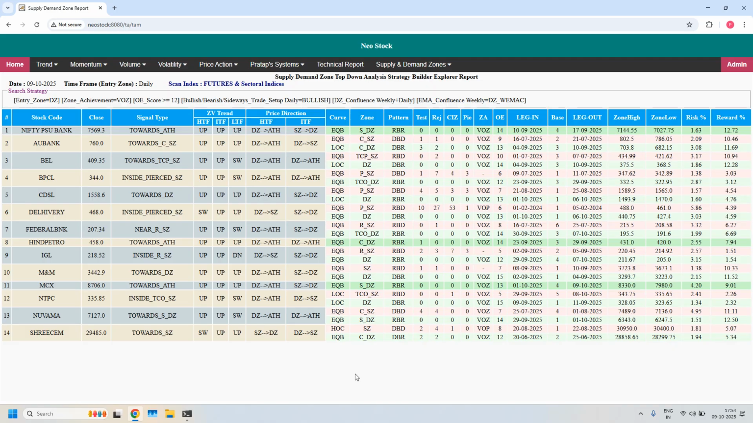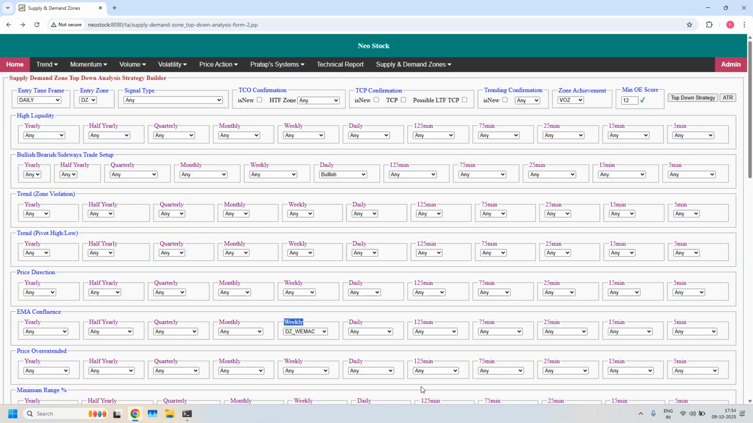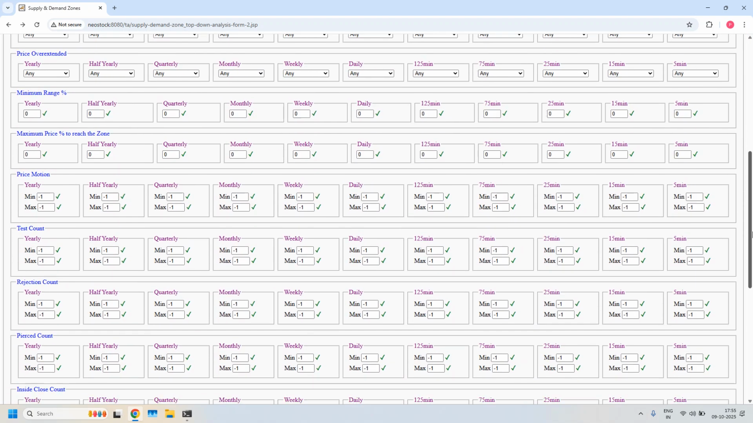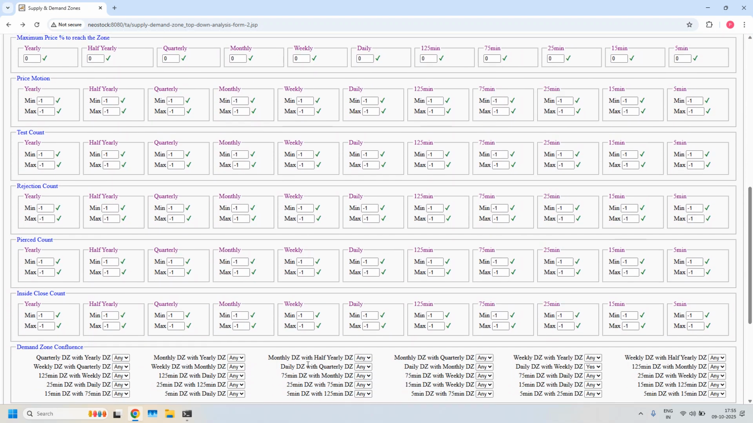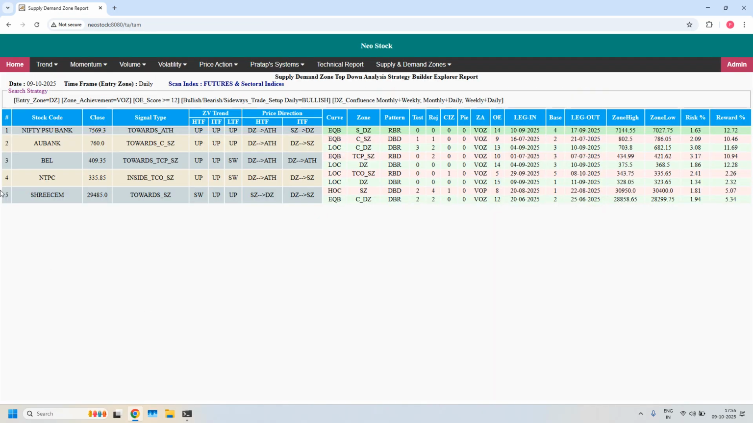And as per the second strategy, let us filter based on LTF, ITF, HTF demand zone confluence and HTF EMA confluence. Removing ITF EMA filter. First, let us set all the 3 demand zone confluence filters, daily and weekly, daily and monthly, weekly and monthly demand zone confluence. By enabling all the 3 filters, daily, weekly and monthly demand zone confluence, we got 5 stocks.